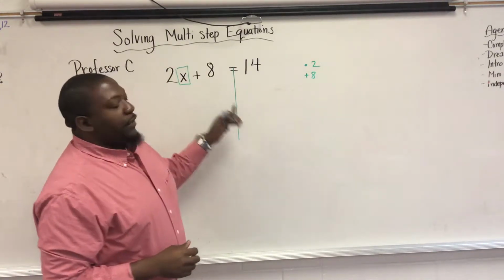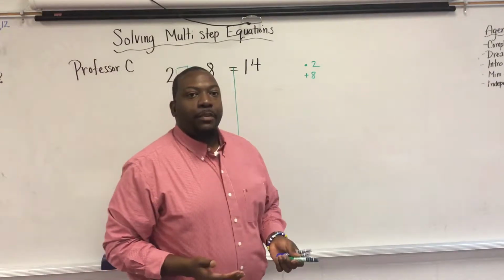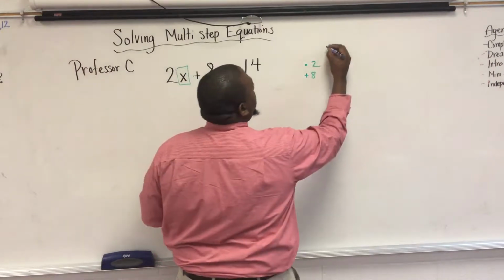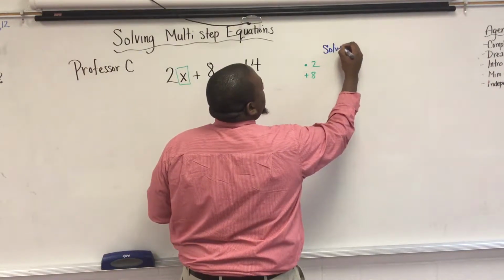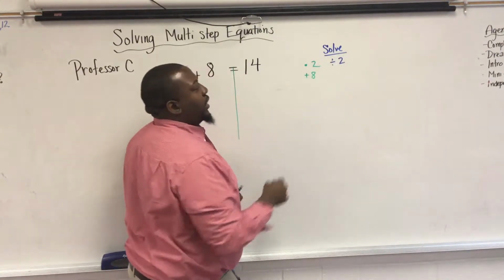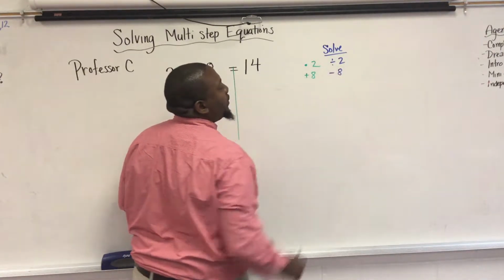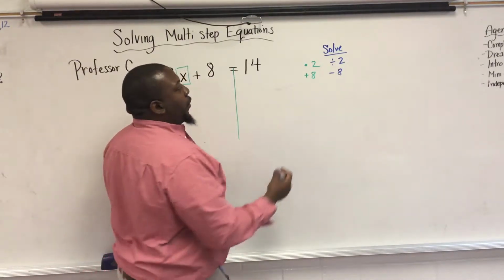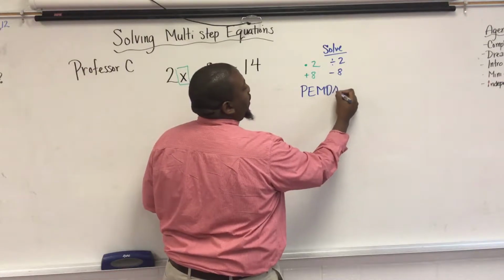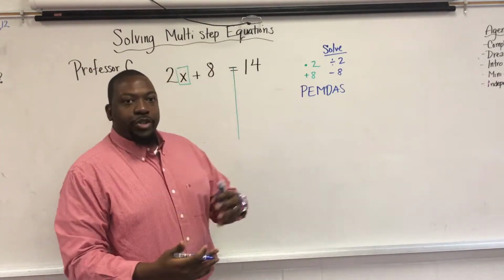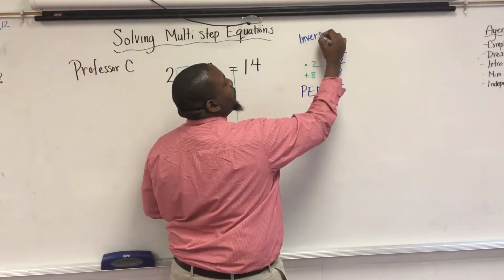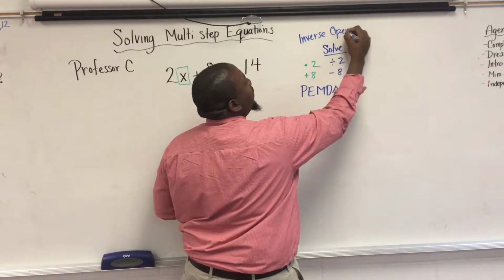In order to solve an equation, you must do the inverse operation or the opposite of the operation. So in order to solve, you must do division for the 2 and subtraction for the 8, okay? Now we do know that we have order of operations, okay? But anytime I'm trying to undo something and I'm trying to do the inverse operation, okay?